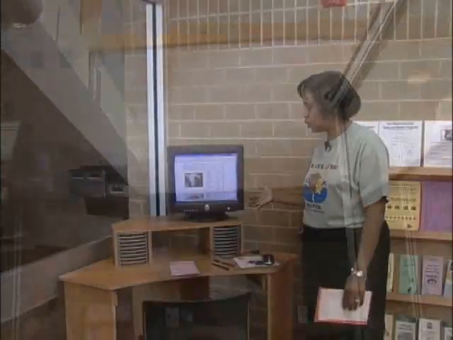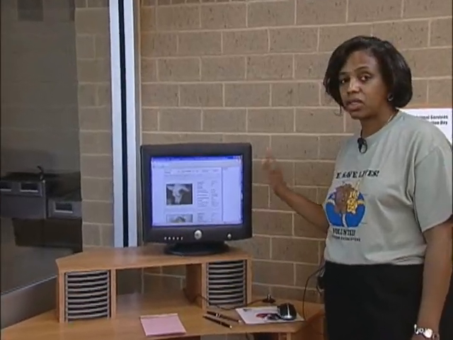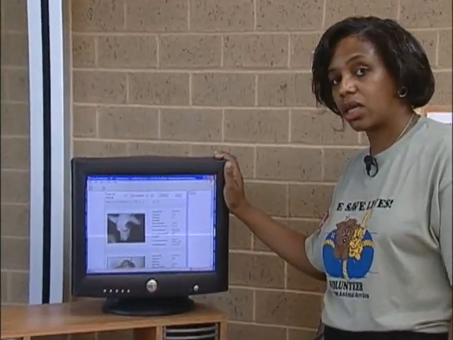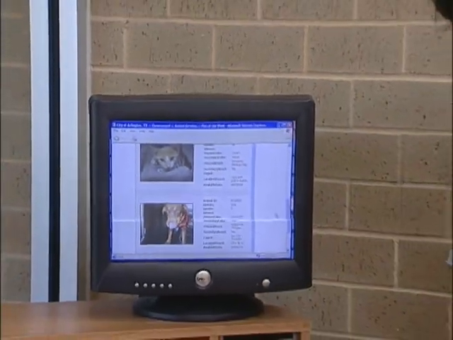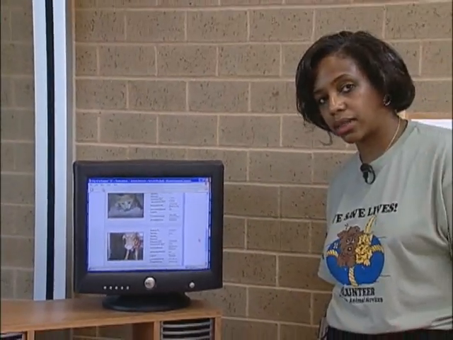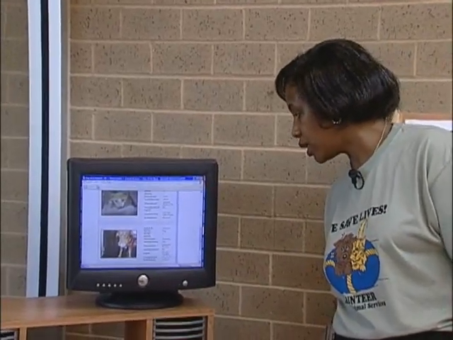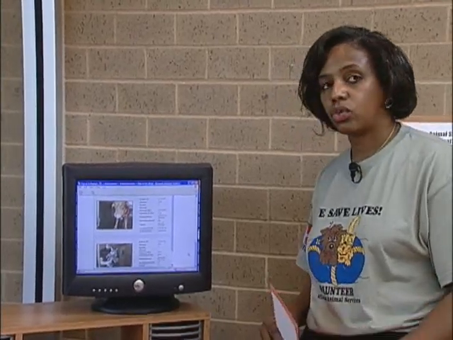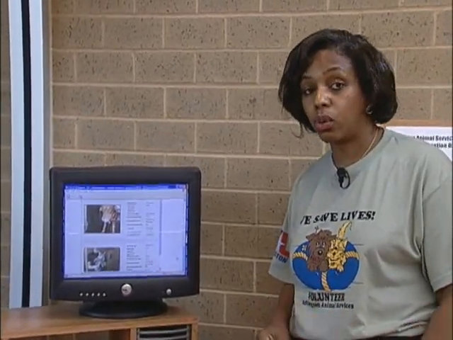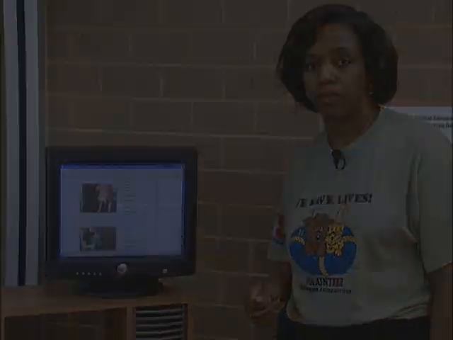This kiosk is used by the public as well as volunteers. All of the animals that are in the shelter are located in this kiosk for viewing. The animal identification number is one of the most important things in the kiosk, as well as the picture of the animal. So you can go through the kiosk, find the animal you're looking for, take that individual back to the holding area, which we will view, and see if that animal is indeed theirs.